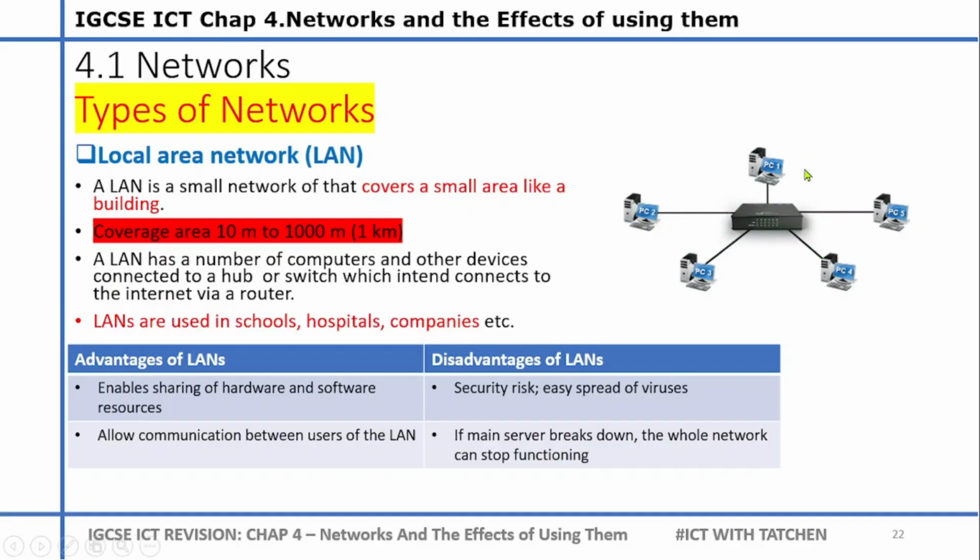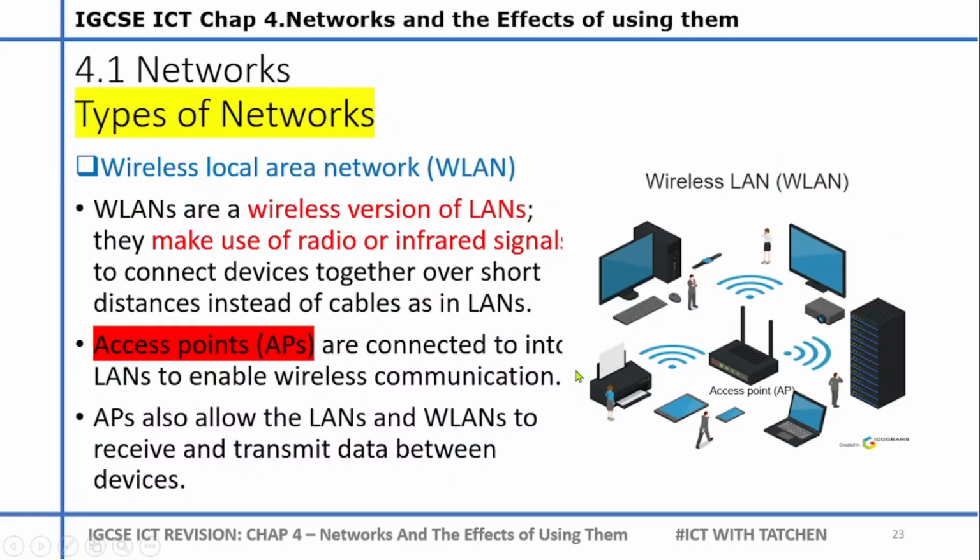You can network the computers in that place so that the people can communicate between themselves without any movement. Now, in terms of disadvantage, you have what we call security risks. So there's easy spread of viruses, especially when you have networks like this. If the main server breaks down, the whole network can stop functioning. So that is also a disadvantage.